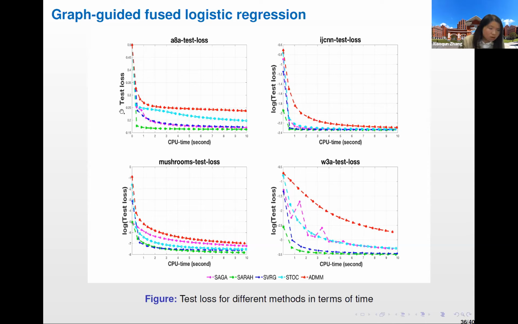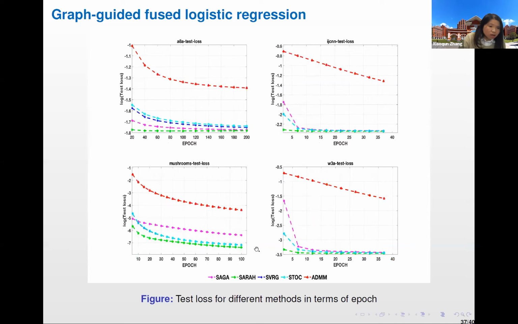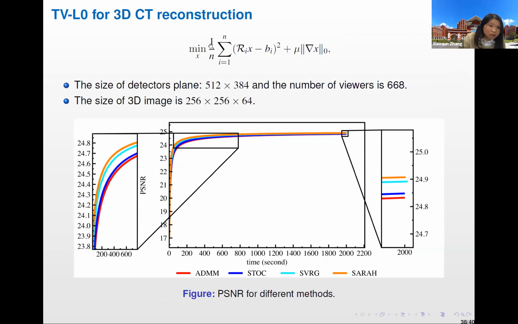So we see this test loss, and here we take a log to see better how they are different. We can see that SARA is the fastest one among these four methods. And in terms of epochs, it is a similar behavior. And now we go back to the example with this 3D reconstruction. Again, the same setting on the imaging, so we have this number of projections and this resolution for the 3D images.